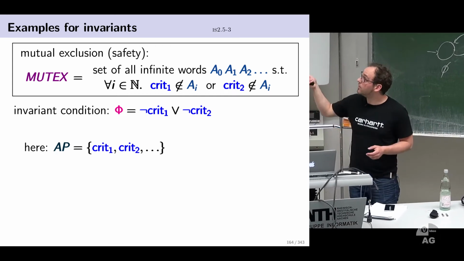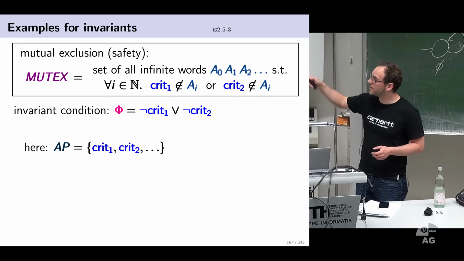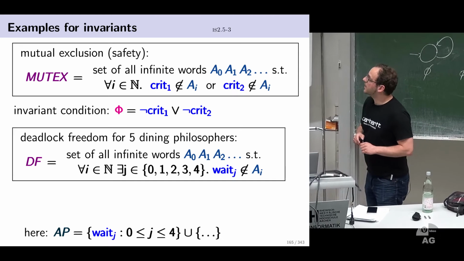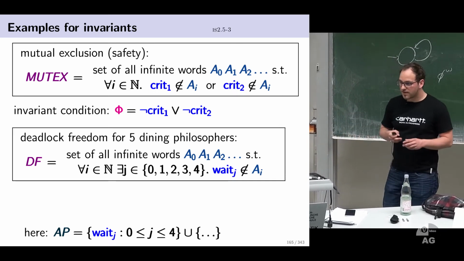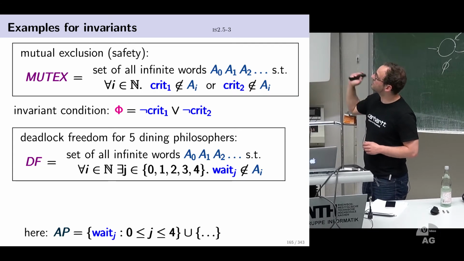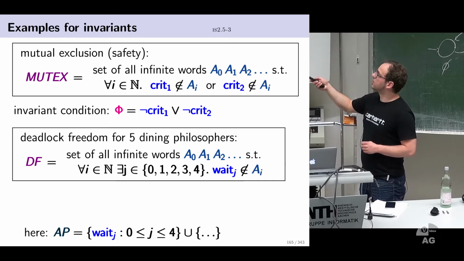And this is why we call the mutex property an invariant, right? Because we could characterize it just via a propositional logic formula. And there are other things that are invariants as well. For example, deadlock freedom for 5 dining philosophers. The LT property definition would look like this.